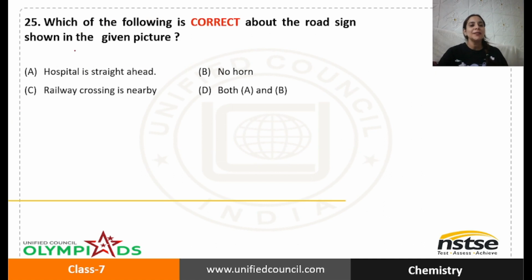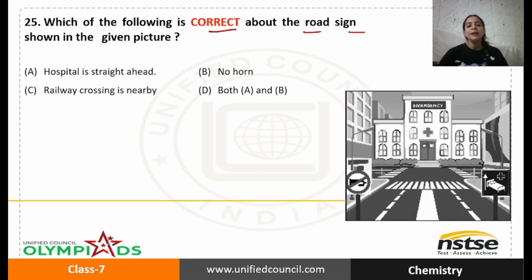Next question says, which of the following is correct about the road sign shown in the given picture? And here we have this picture given. Now you can make out that it has just 2 signboards. If you look at this signboard, you can see a picture of a horn and it is crossed also.